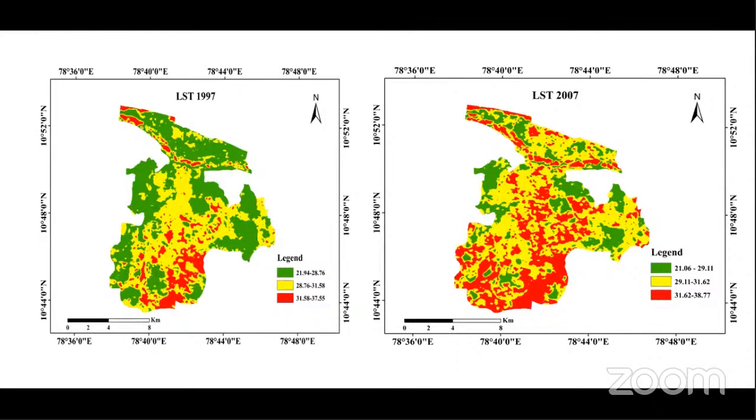For the years 1997 and 2007, Landsat 5 thermal band 6 was used with 30 meter resolution. The different thermal signatures seen in the LST maps of the study area are because of the different land cover classes, which have different physical properties. The statistics showing minimum and maximum values of LST are given in the statistics table. I'll also show you that.